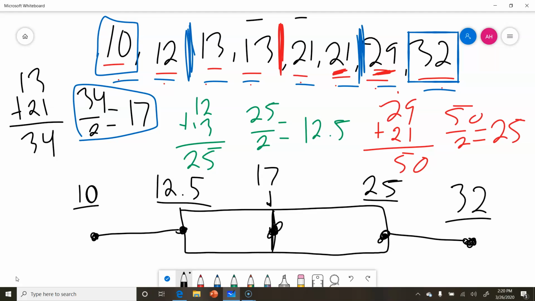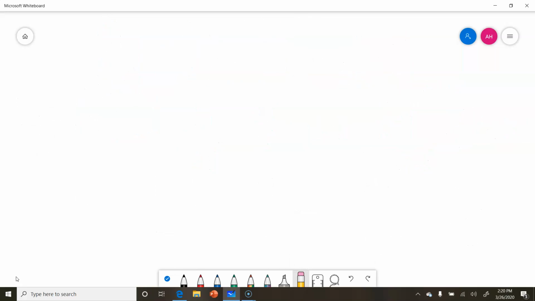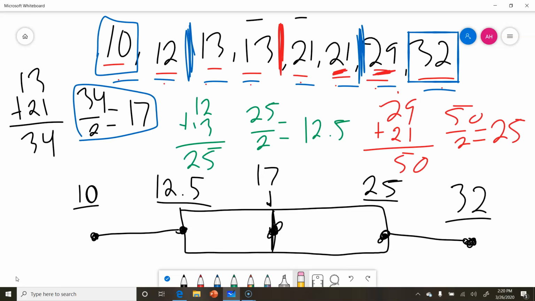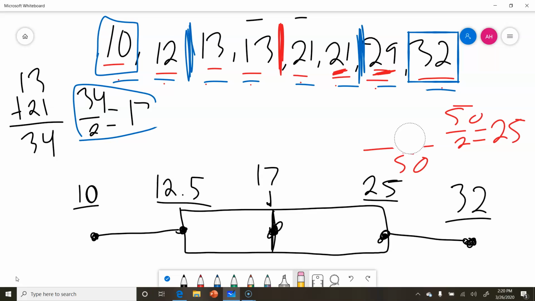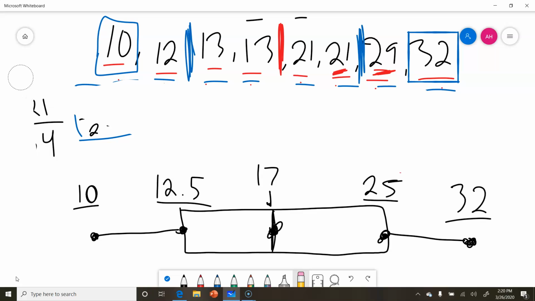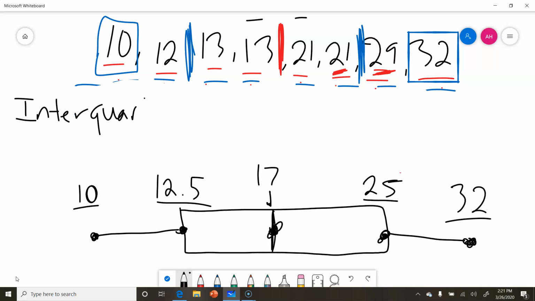Okay, the only other part, if you need to pause it, the only other part of the lesson for today is called the interquartile range. Okay, so I'm going to show you how we would find the interquartile range when we already have our plot. Okay, so our diagram is done. The way we find what is called, this is called the interquartile range.